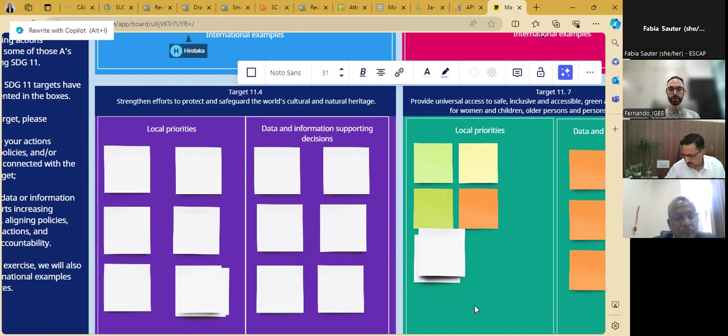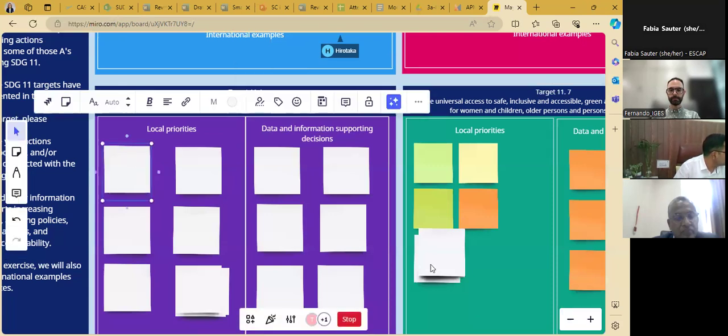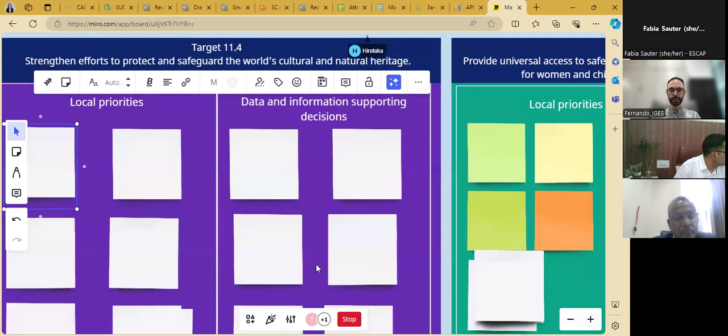So please, if someone wants to break the ice, talk about how your local priorities are aligning with target 11.4, if you have any significant cultural or natural heritage sites that you need to protect, and what data and information you need to support your decisions to protect these sites. If someone wants to break the ice, please go ahead.